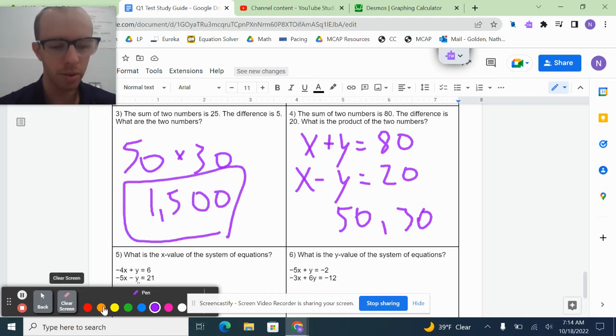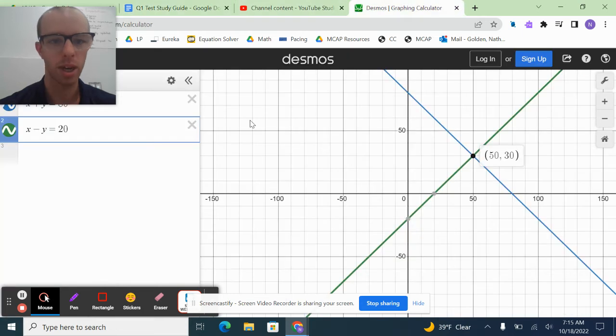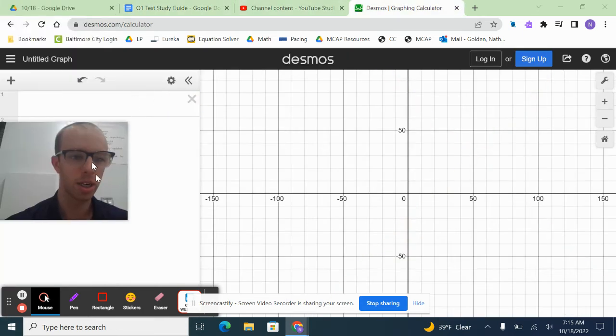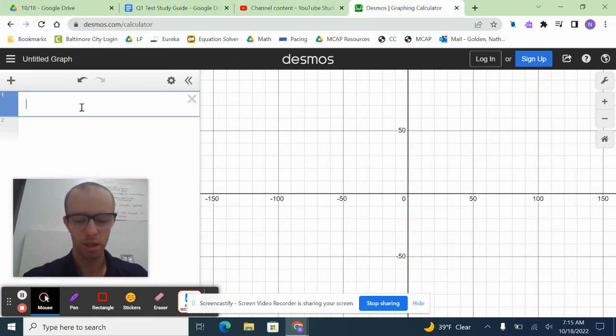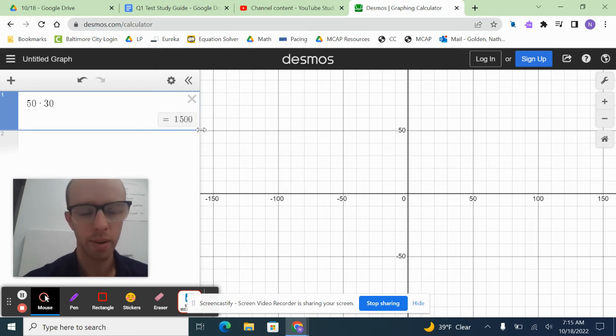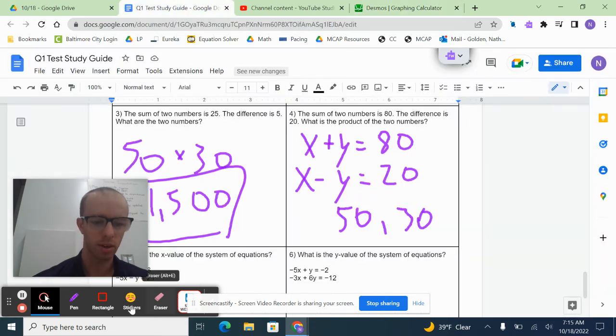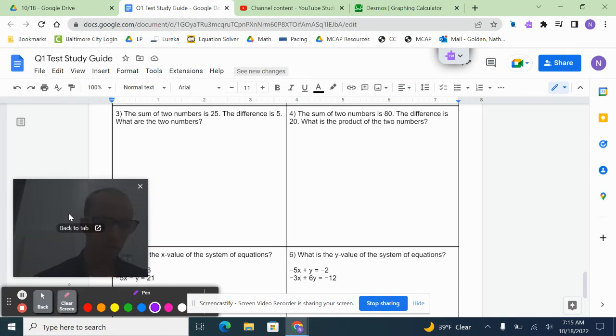If you didn't want to do it in your head, you can type multiplication into the Desmos. 50 times 30 is 1,500. So either way works. Hopefully you can do that math in your head though. All right, let's go back here.